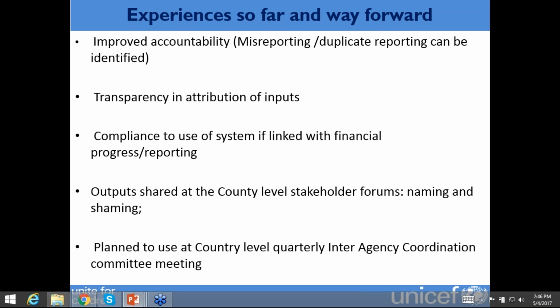And then the outputs are shared at the county level stakeholder forum, naming and shaming. I showed in the previous graph where they can see why something is happening in one area and why something is not happening in other areas. And of course, in Kenya, we do have an interagency coordination committee meeting, which happens quarterly, and that is what it is now being used for. It is planned to use the data disaggregated by county to see where the progress is, and how at a national level, where the role has become more of technical support to the county, the laggard counties can be supported to really accelerate and fast-pace the implementation.